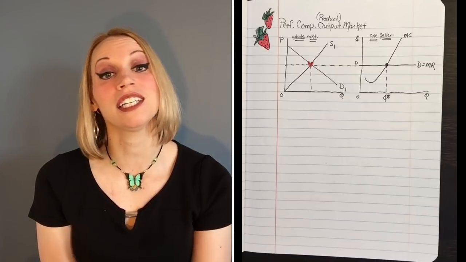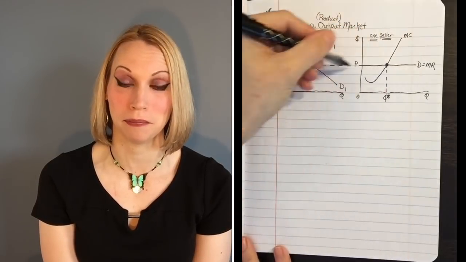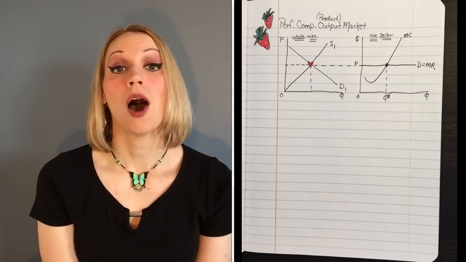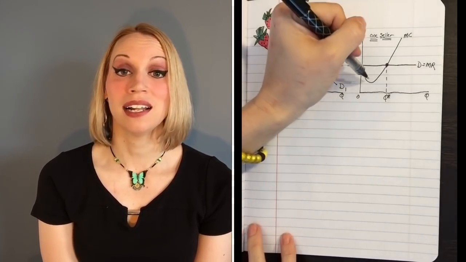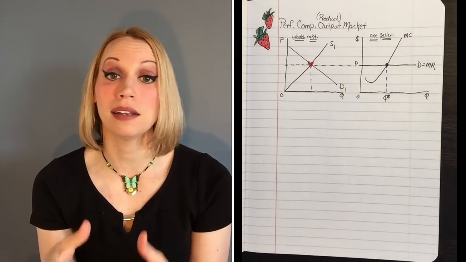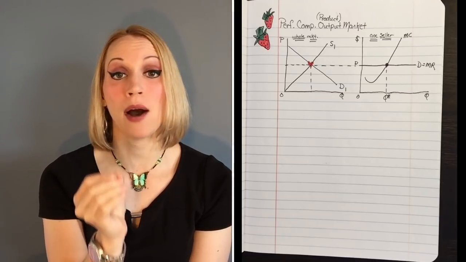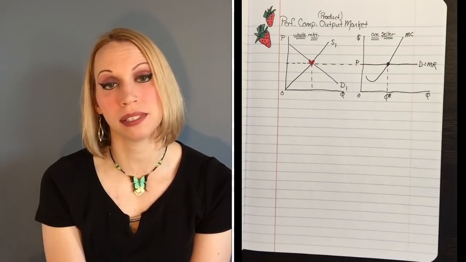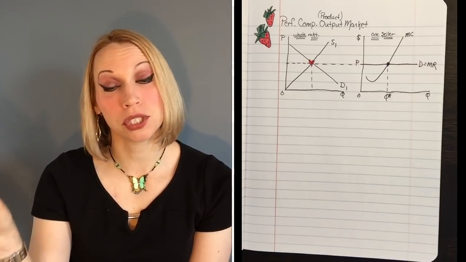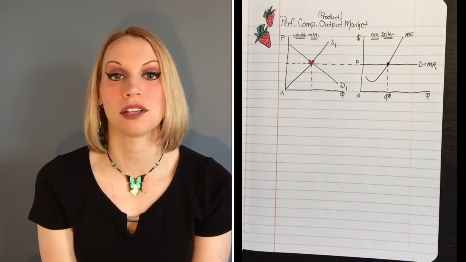So we have a perfectly elastic demand curve for this firm in the output market. We also have our marginal cost curve. Our marginal cost curve is telling us how much extra it costs to produce and make another bushel of strawberries. So we know the best possible output level is where MR hits MC. That is our Q star. That tells us how many bushels of strawberries we need to make and sell to maximize our profit.